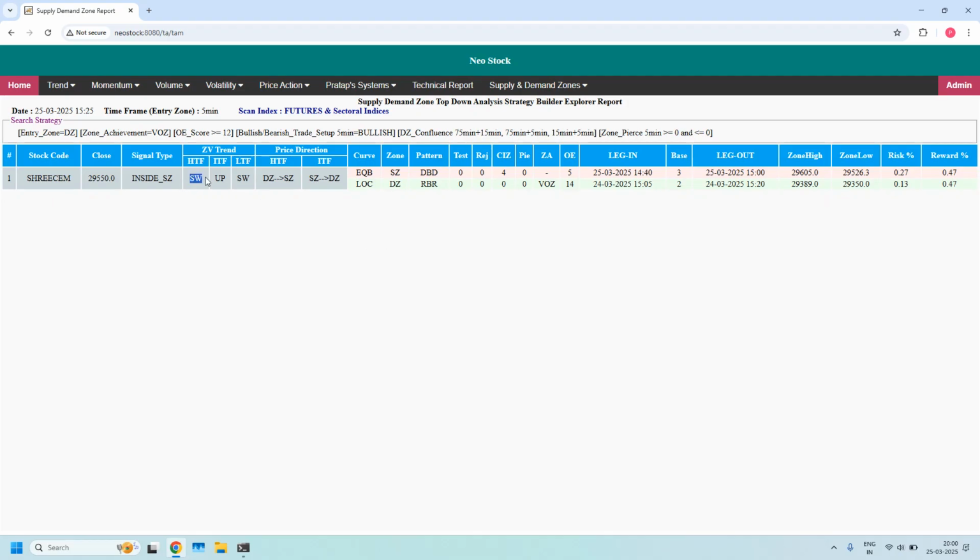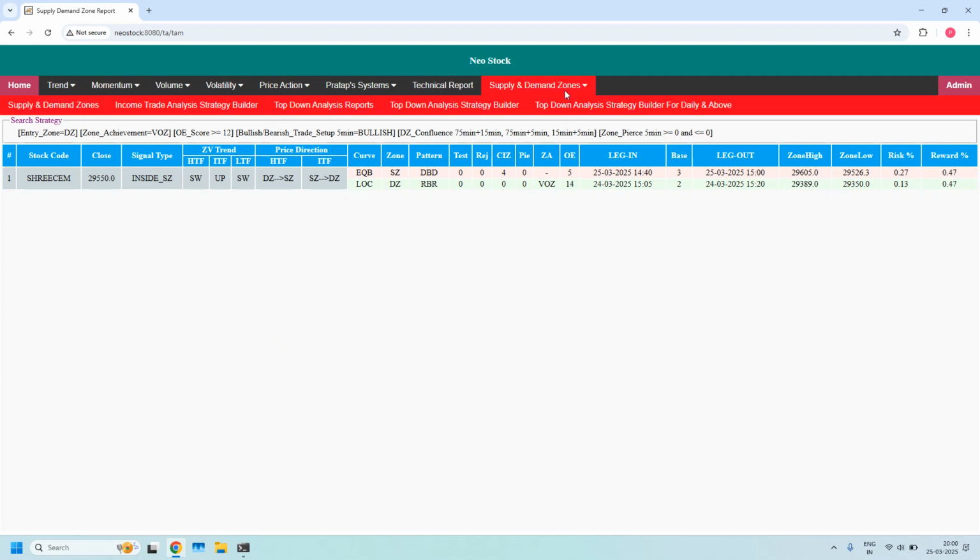But the 75 minutes trend is sideways. So no need to check for 75 minutes demand zone with daily EMA confluence. It won't give any advantage. Sideways trend EMA confluence never gives any advantage. Okay, it is bullish trade setup for hourly income trade.